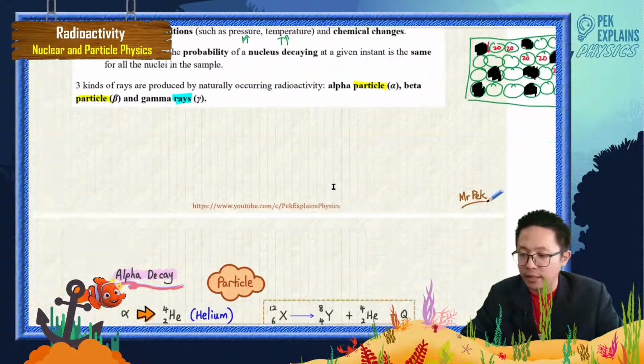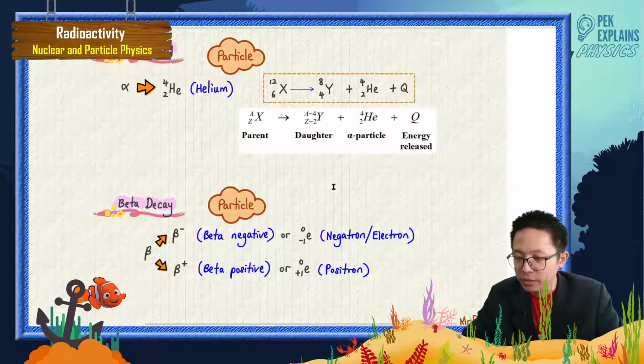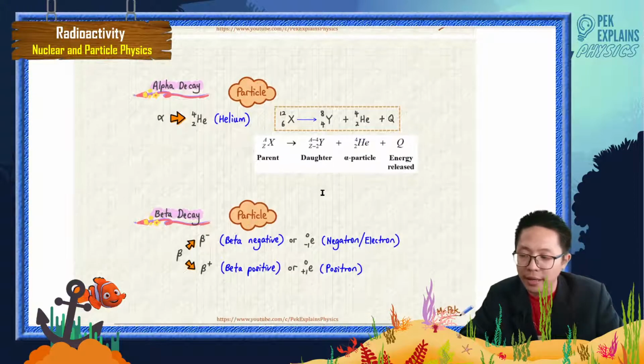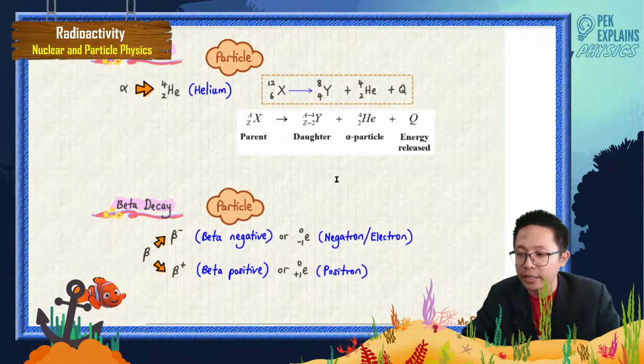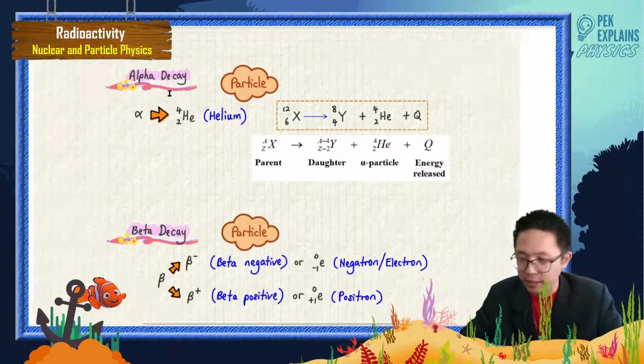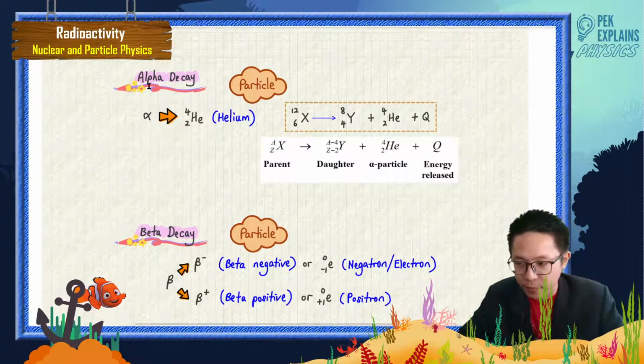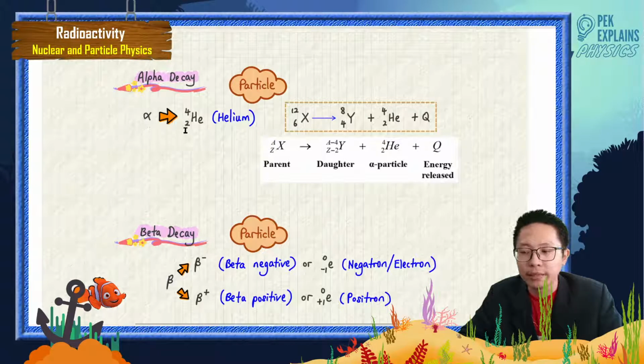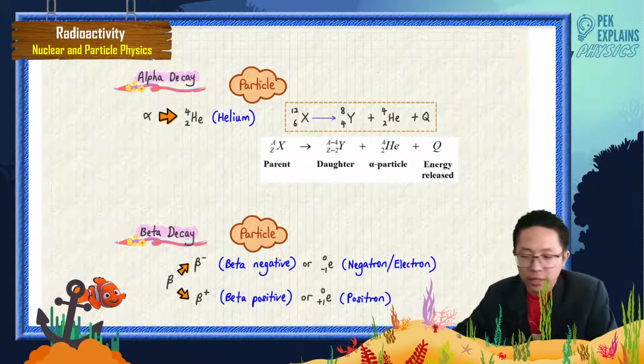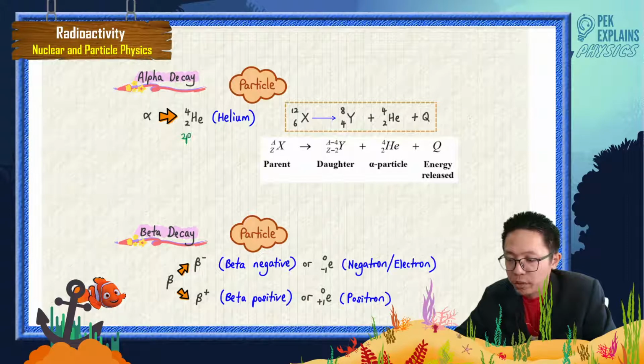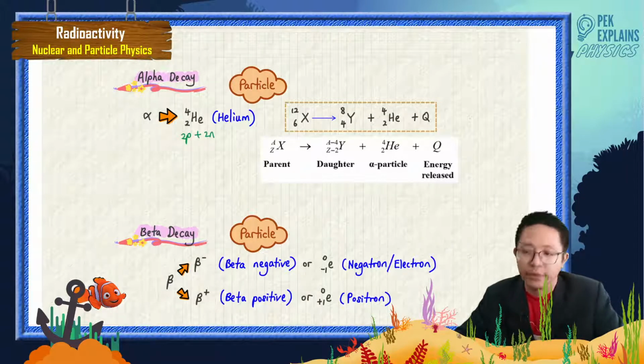Okay, so now let's talk about alpha and beta decay. So what is alpha decay? What is alpha? An alpha particle is a helium particle. Helium is He-4, with 2 protons and 2 neutrons. That's why the mass number, or nucleon number, is 4: 2 plus 2 is 4.